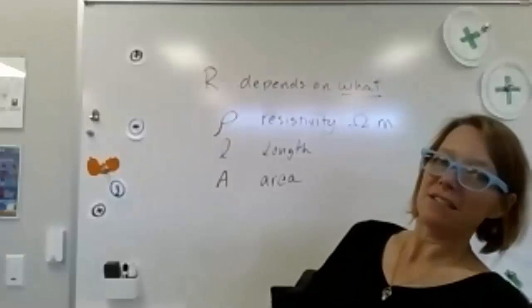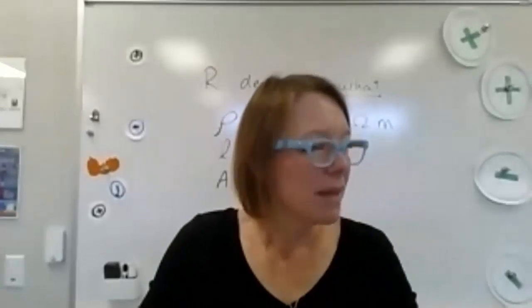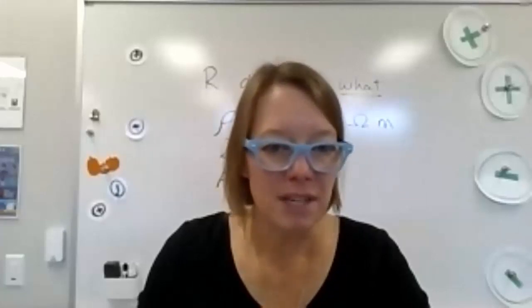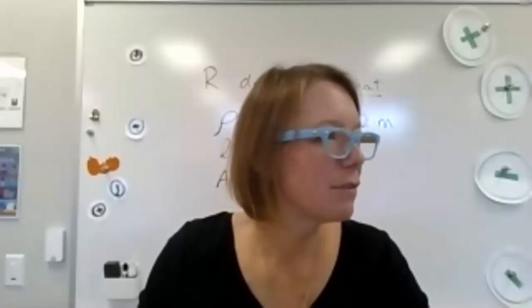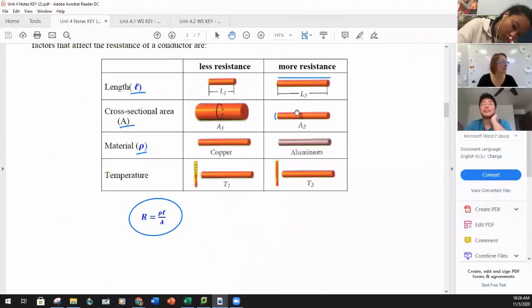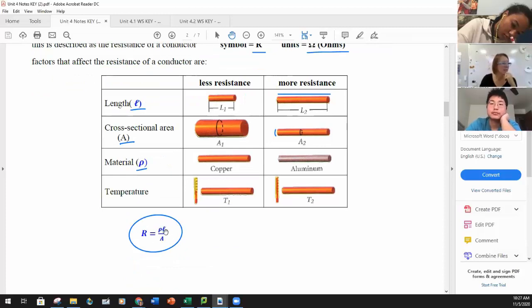So we've got resistivity, we've got length, and we've got area. I'm going to show you an example from the notes. This is a little redundant if you watch my videos, but I'm going to go for it anyway. So resistance, again, depends on length, cross-sectional area, and material. And then the formula for the resistance of a substance is the resistivity, which is this lowercase rho. It depends on the material, the length of it, and the area.